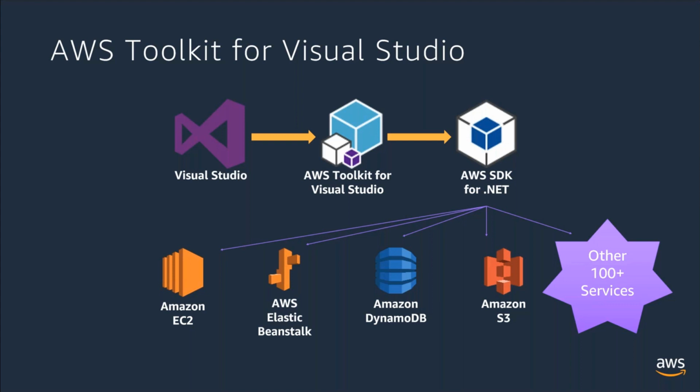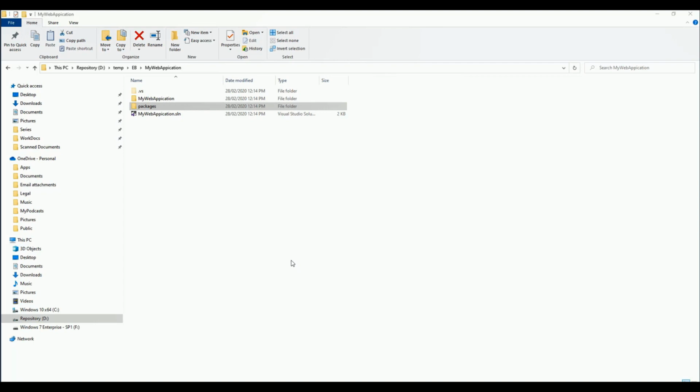You'll be able to get started faster and be more productive when building AWS applications with the AWS Toolkit for Visual Studio. The AWS Toolkit for Visual Studio conveniently includes the AWS SDK for .NET, so you can get started building .NET applications on AWS infrastructure services in Visual Studio, including Amazon S3, EC2, Elastic Beanstalk, DynamoDB, and more than 100 other AWS services. Let's see how we can deploy a web application into AWS Elastic Beanstalk directly from Visual Studio.